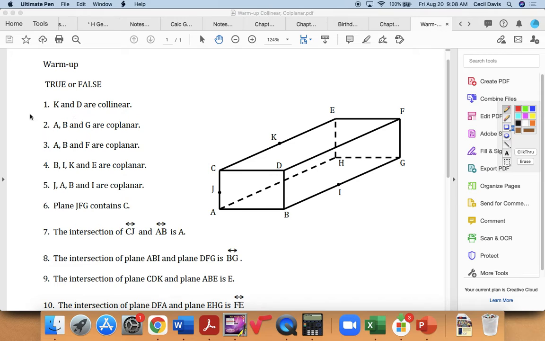K and D are collinear. That is true. I don't even have to look at the diagram. Any 2 points are collinear. Can I join K and D with a line? Yes, I can. Those are collinear.